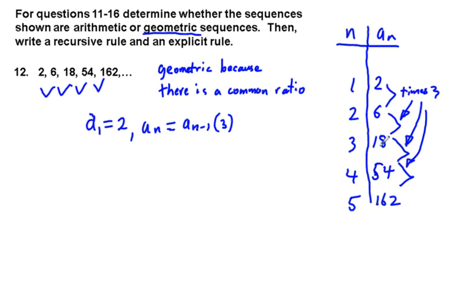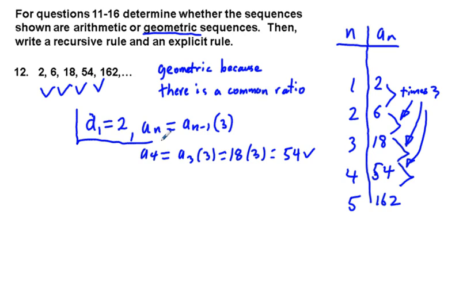take a sub 3, which is, we'll say a sub 4 should be equal to 18, which is a sub n minus 1. I'll put a sub 3 times 3, which equals, in this case, 18 times 3 equals 54. Check. So this will work as our recursive rule.